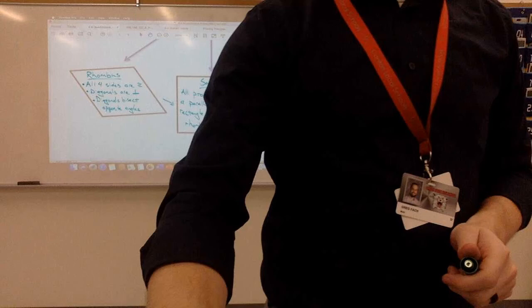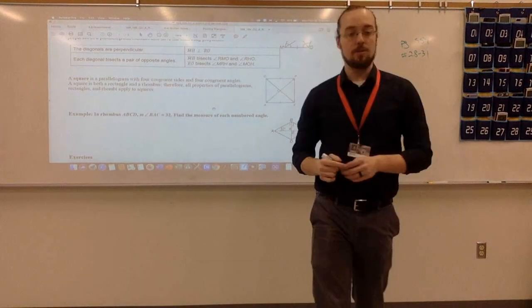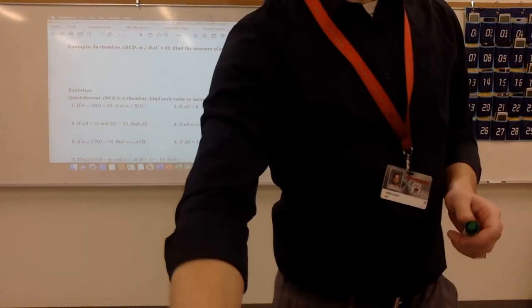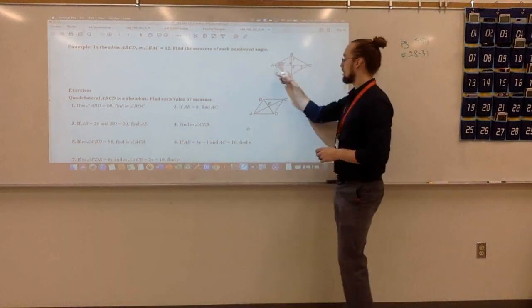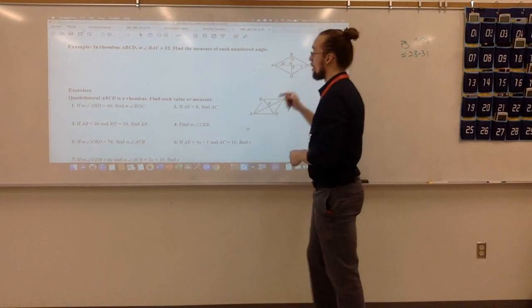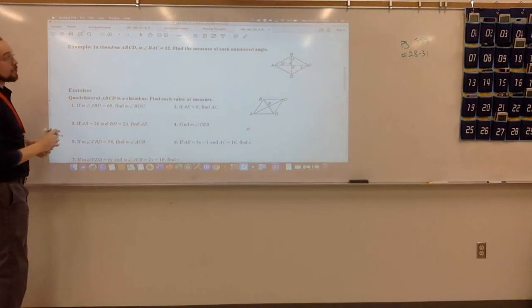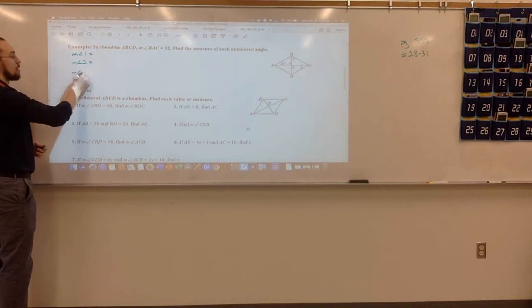Alright, so let's go back then and use some of these properties. So in our example here, we're told this is a rhombus, and we know the measure of angle BAC is 32 degrees. From that, we want to figure out these other numbered angles. So there's 4 of them. Right? Angles 1, 2, 3, and 4. So I'll just list them over here to start.